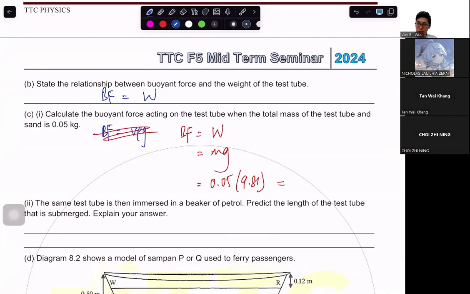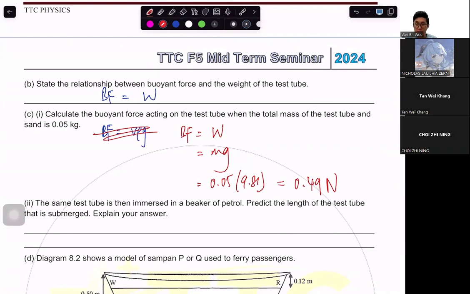So how much is this? 0.05 times 9.81? 0.49 newtons, right? Because buoyant force and weight are both forces. So it is newtons.